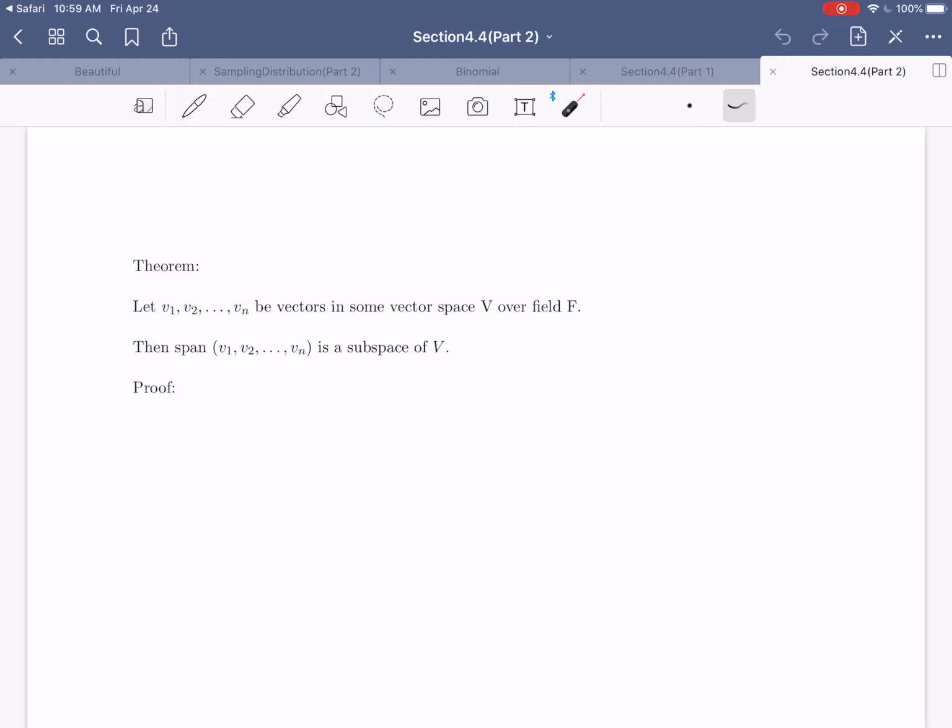We said that, even though we define the span of a set of vectors to just be a set, it's not really just a set. It is actually a subspace. It is a closed vector space. So we're going to go ahead and start by proving that that is actually the case.